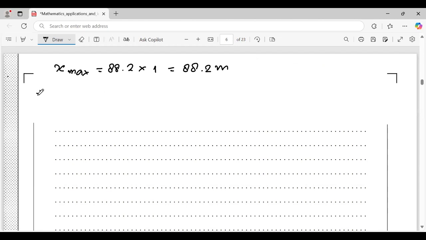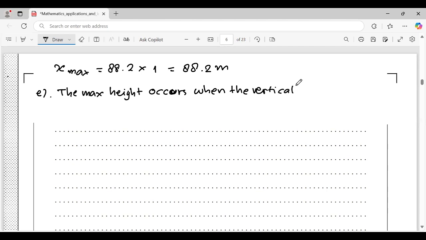Part E. In projectile motion, if you look at the previous diagram, the maximum height occurs when the vertical velocity equals 0.